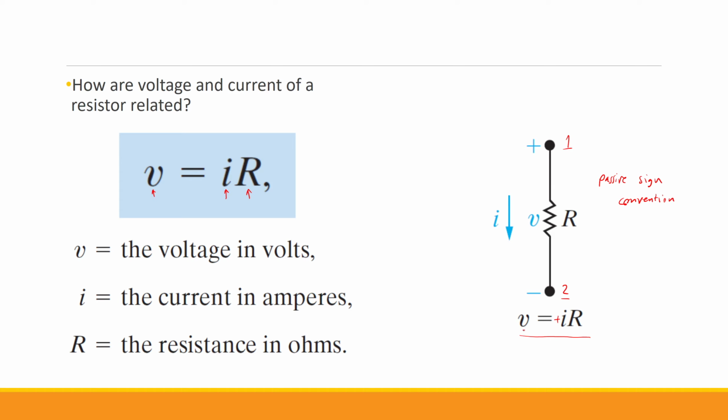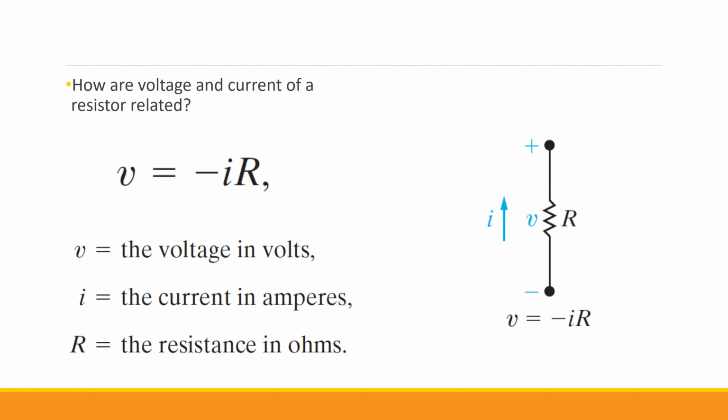So if we want to write Ohm's law for this specific configuration, V equals positive I multiplied by R. Again, this doesn't say anything about the specific values of these variables that we have in the equation. It only talks about the sign of the equation itself.